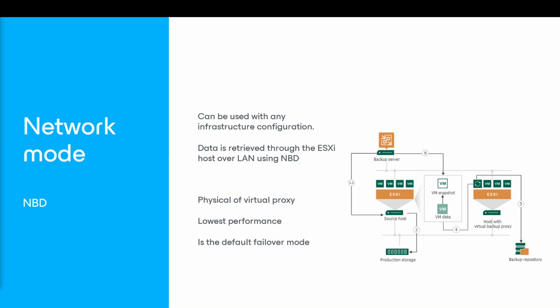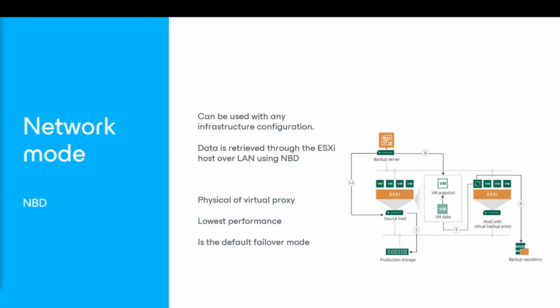Works with either physical or virtual, doesn't matter. Overall, it has the lowest performance, and it is also the default failover mode. What this means is that when the backup starts, Veeam will check, and it will start with the fastest method. So it will try to see if we can use direct storage access: Fiber Channel, iSCSI, NFS. Available, not available? No, not available. Okay, then we'll try Hot Add. Do we have any virtual machines, any virtual proxies that can access this machine? No, we don't. Then we fail over to network mode because that mode just works. We'll see this also in the demo.